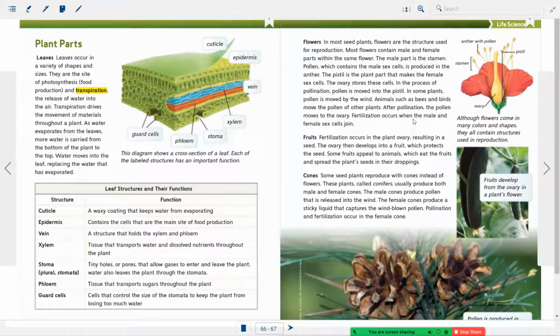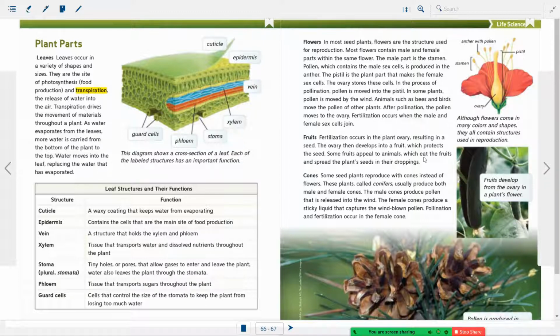Fruits. Fertilization occurs in the plant ovary, resulting in the seed. The ovary then develops into a fruit, which protects the seed. Some fruits appeal to the animals, which eat the fruits and can spread the plant seeds in their droppings.